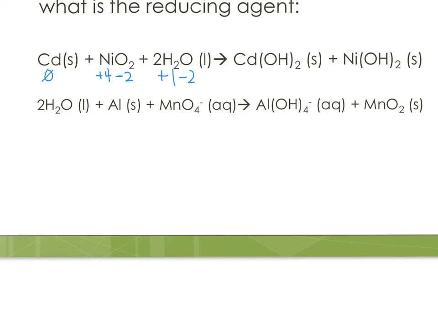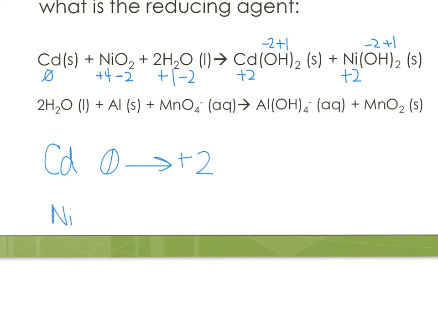So my cadmium in this case, plus 2, your oxygen still minus 2, still plus 1. Your nickel, plus 2. So in this case, what changed? Well, cadmium went from 0 to plus 2, and my nickel went from plus 4 to plus 2. So what's happening to the cadmium? It's being oxidized. So what is it? The reductant. So it's my reducing agent.